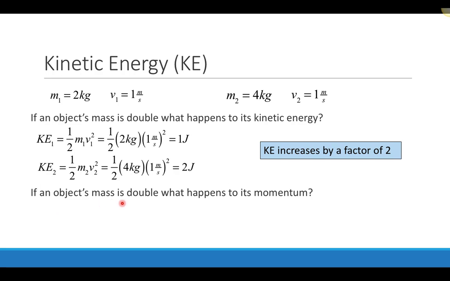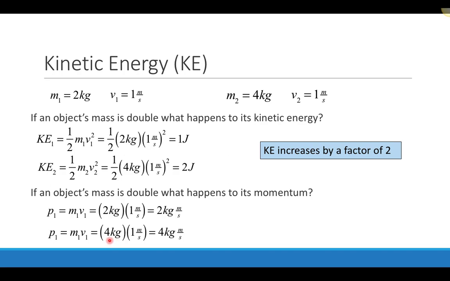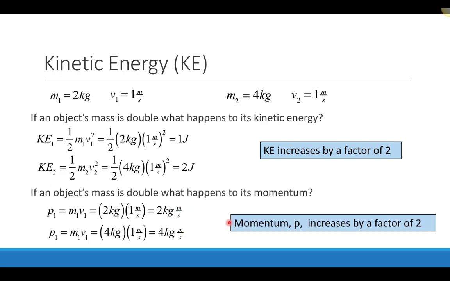We could ask the same question about what happens to the momentum if I double the mass. The momentum would still be mass times velocity. To start with, it would be 2 kilogram meters per second. If the mass doubles so that it's 4, the momentum becomes 4. So this is twice as big as what it was to start with. So the momentum increases by a factor of 2. So if you double the mass of an object, the kinetic energy increases by a factor of 2, and the momentum also increases by a factor of 2. And that's because they are both directly proportional to the mass. Whatever happens to the mass, it also happens to the momentum and the kinetic energy.